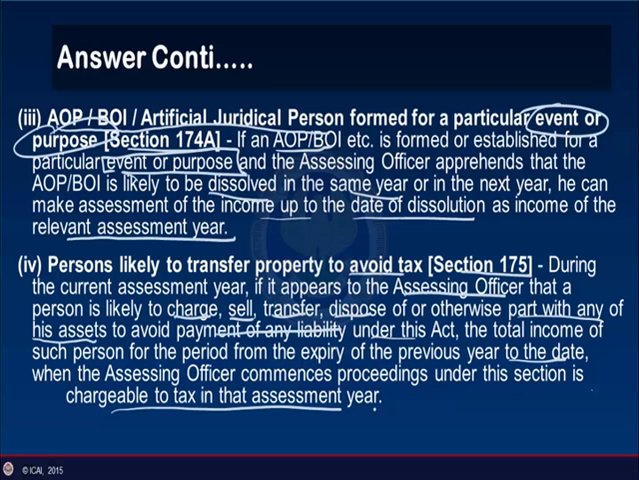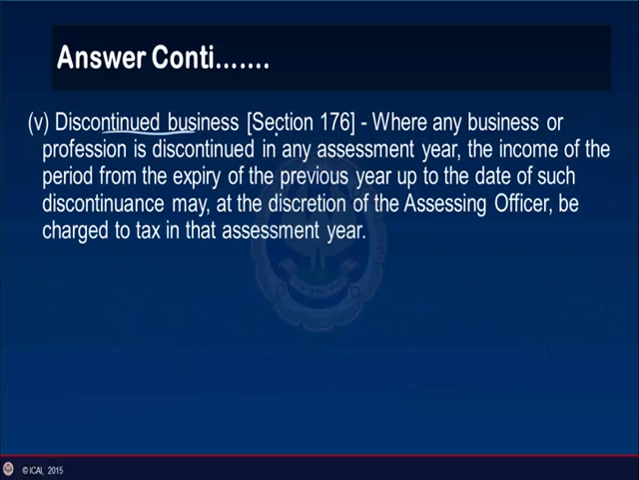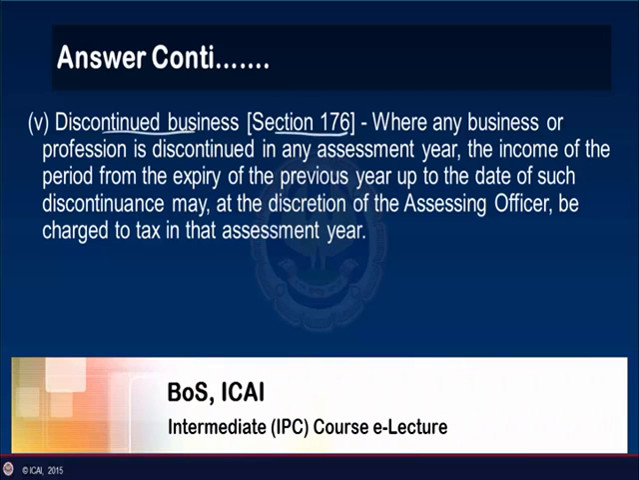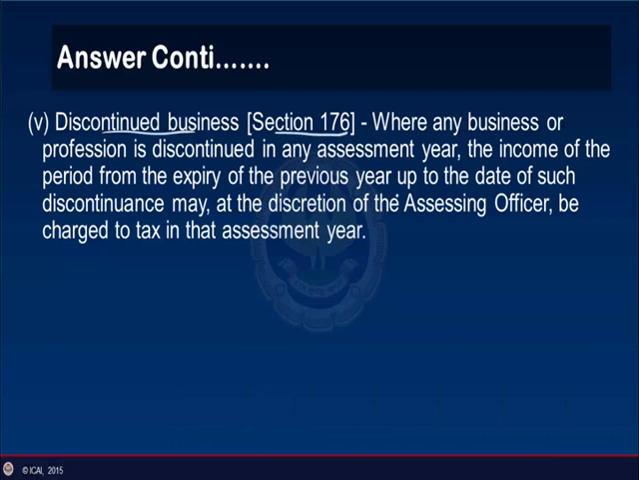And the last is discontinued business under section 176, where any business or profession is discontinued in any assessment year, the income of the period from the expiry of the previous year up to the date of such discontinuance may, at the discretion of the AO, be charged to tax in that assessment year itself.